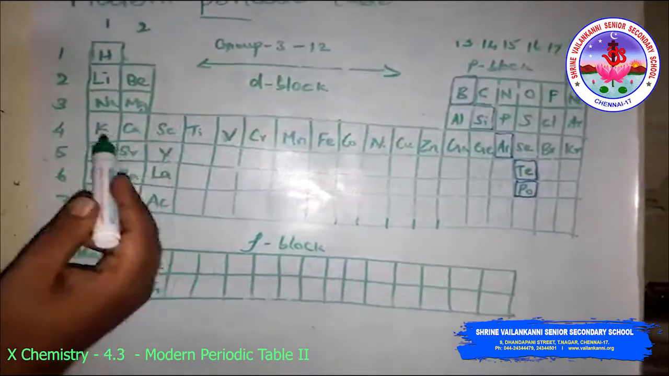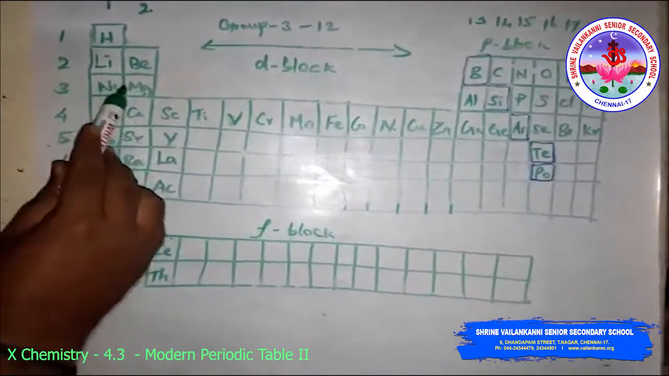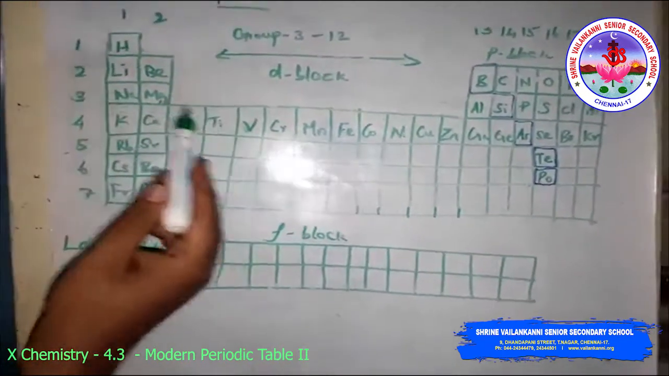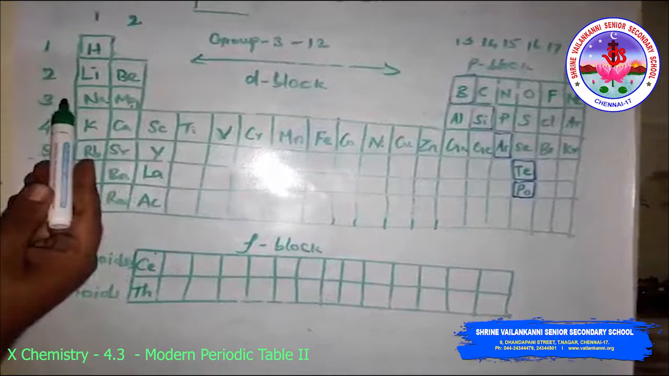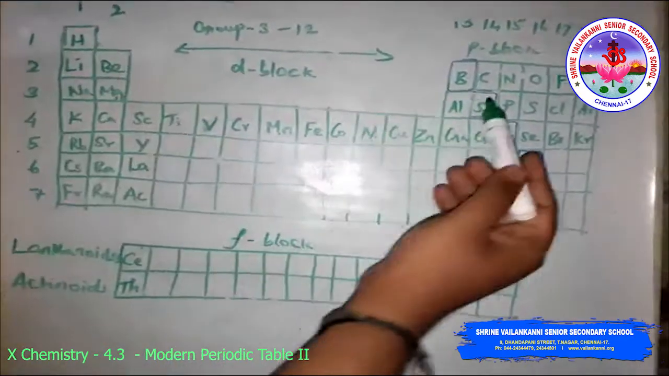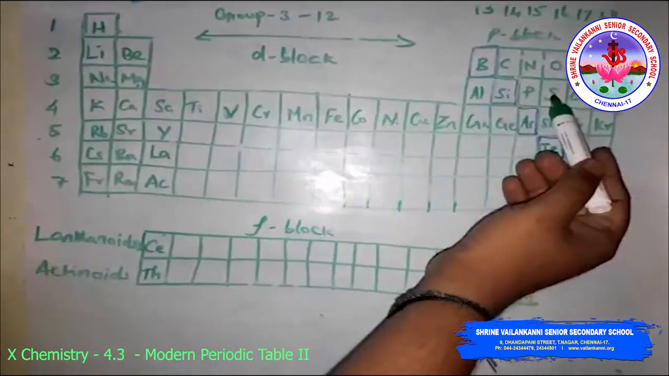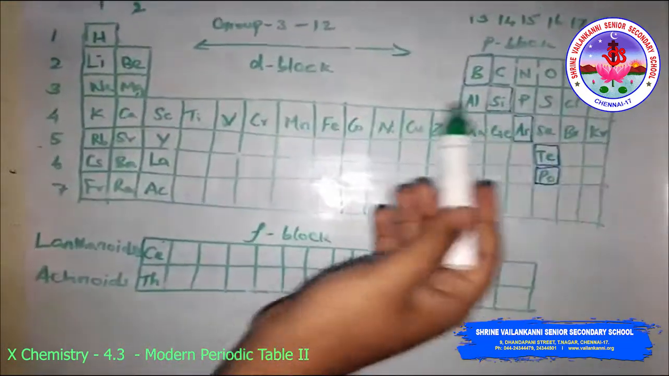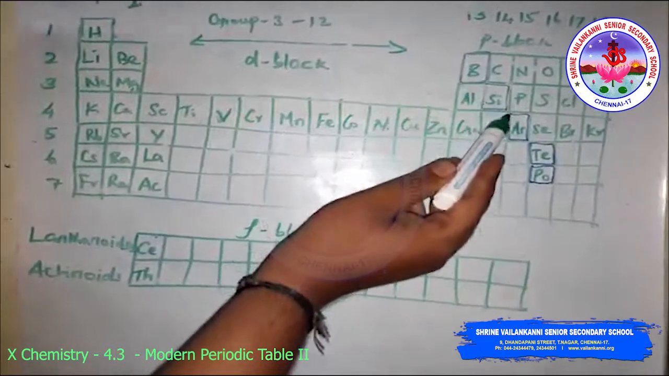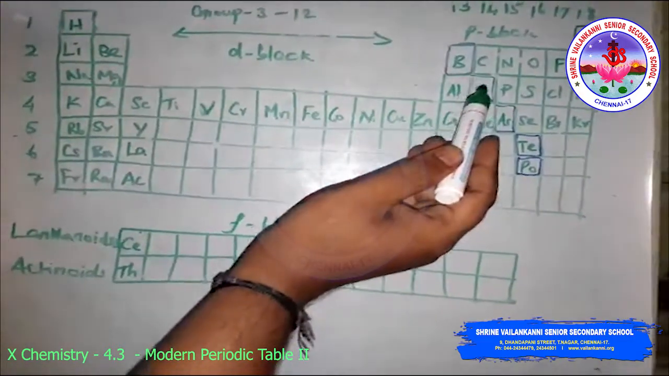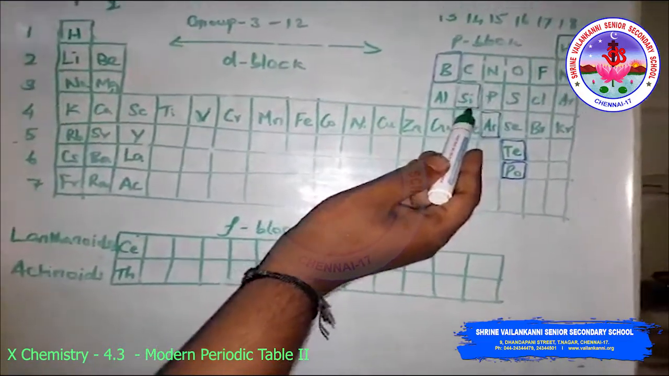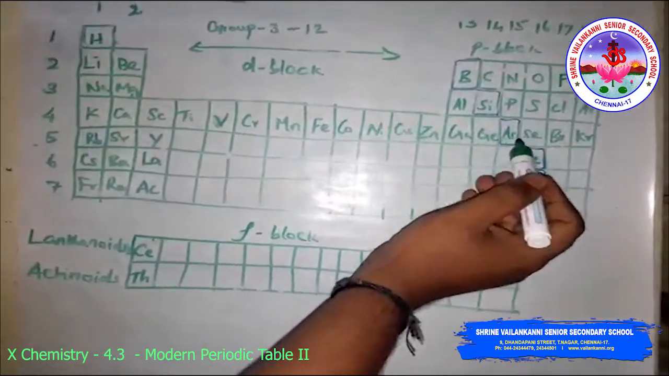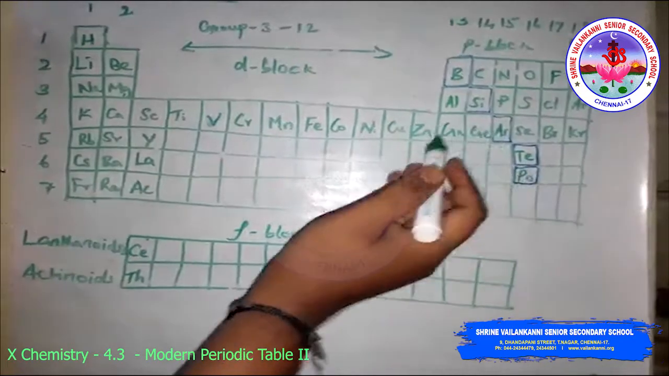The metals like sodium and magnesium in group 3 are towards the left hand side of the periodic table, while non-metals like sulfur, phosphorus, and chlorine are on the right hand side. See, in the middle we have silicon, and the arsenic, which is classified as a metal.